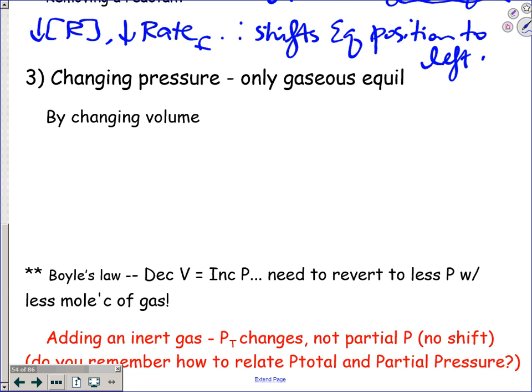Is it a direct or an indirect relationship? So as I increase volume, take your box of air, increase the volume, what happens to pressure? Decreases, right? So it's a what relationship? Indirect relationship, right? And that's Boyle's law for you, right?